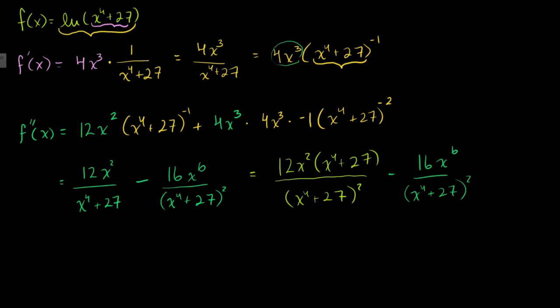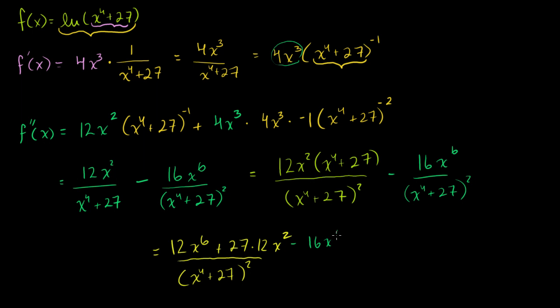So this is going to be equal to, well, the denominator, we know what the denominator is. It is x to the fourth plus 27 squared. That's our denominator. And then we can multiply this out. This is 12x squared times x to the fourth. So that's 12x to the sixth plus 27 times 12. I don't even feel like multiplying 27 times 12, so I'll just write that out. So plus 27 times 12 x squared. I just multiply the 12x squared times this 27. And then minus 16x to the 6th.